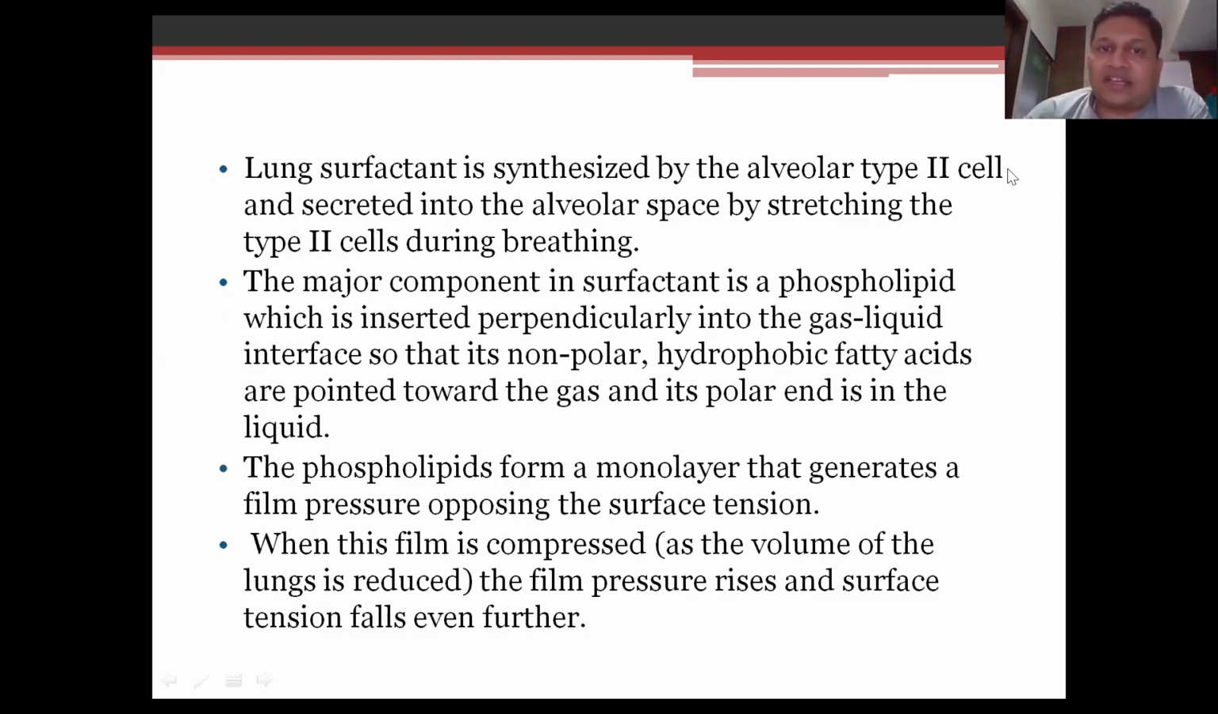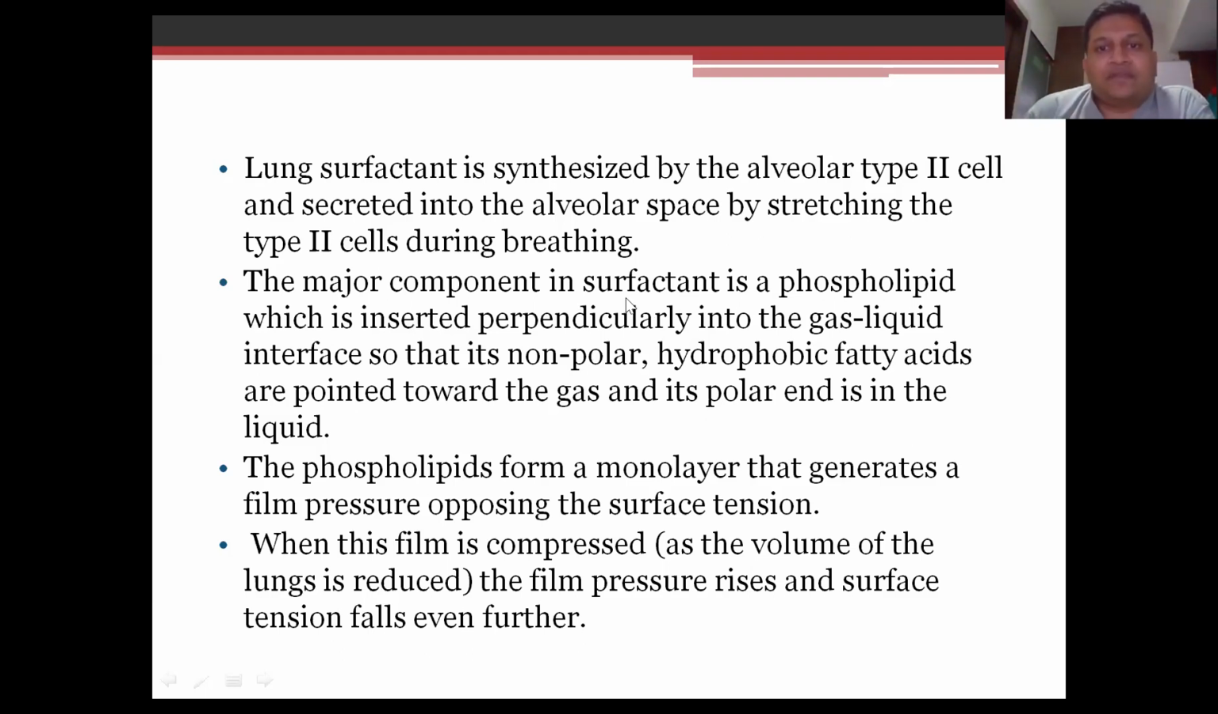The lung surfactant is synthesized by the alveolar type 2 cells and secreted into the alveolar space by stretching of the type 2 cells. When the type 2 cells are in a resting stage, the surfactant is not secreted. But as we know, with the first breath after birth, as the lungs stretch, with the stretching of the type 2 cells there is a secretion of the surfactant.